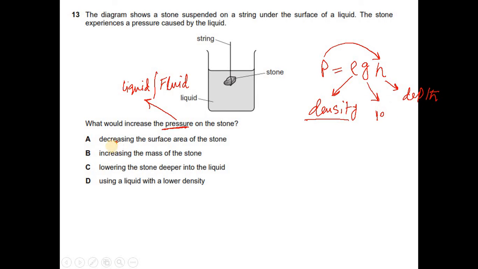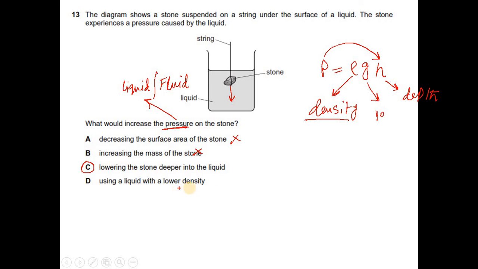So if you see, decreasing the surface area of the stone, there is nothing to do with the area of the stone. So pressure only depends on depth if gravity and density remain the same. So there's nothing to do with the area. Increasing the mass of the stone, mass is not involved in this equation. So lowering the stone deeper into the liquid, clearly if you are lowering a stone down, that means you are increasing the depth. If depth is increased, then pressure is increased. So that's how pressure on a stone is increased if you lower the stone into the liquid.